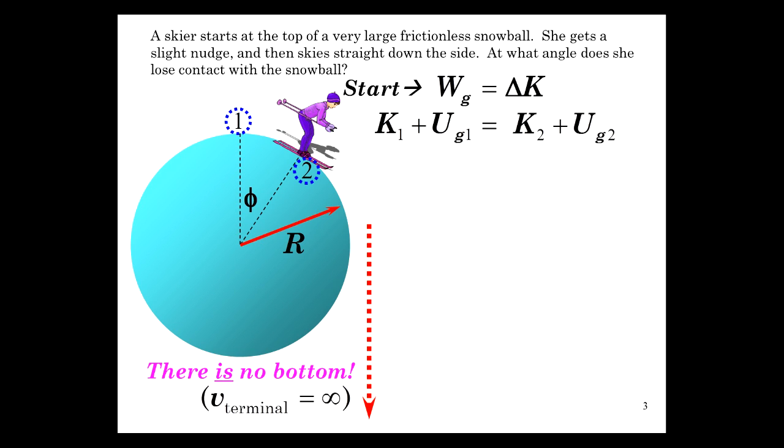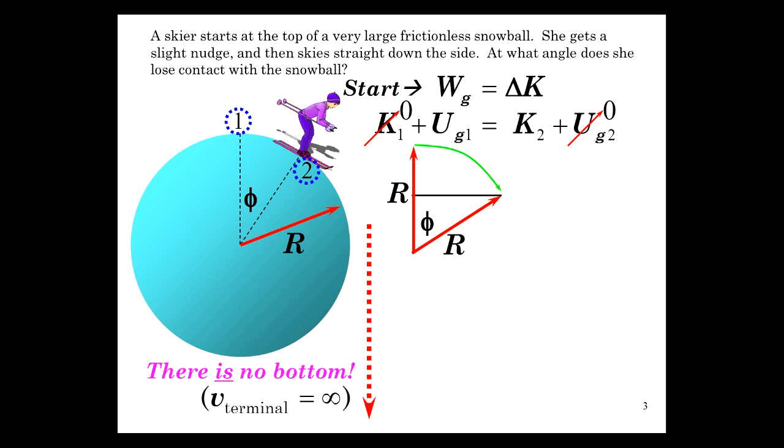So K1 plus UG1 is K2 plus UG2. There is no K1. And we'll consider gravitational potential energy being 0 at position 2. So that really simplifies our equation down a lot. So we start at position 1, radius r, and at position 2, it's the same thing. So what we really need to do is figure out the reduction in height going from position 1 to position 2.